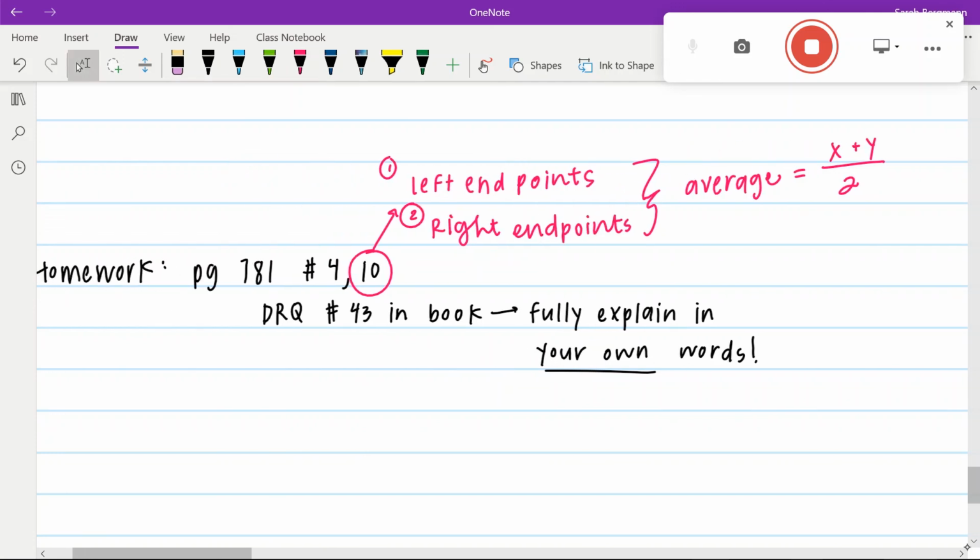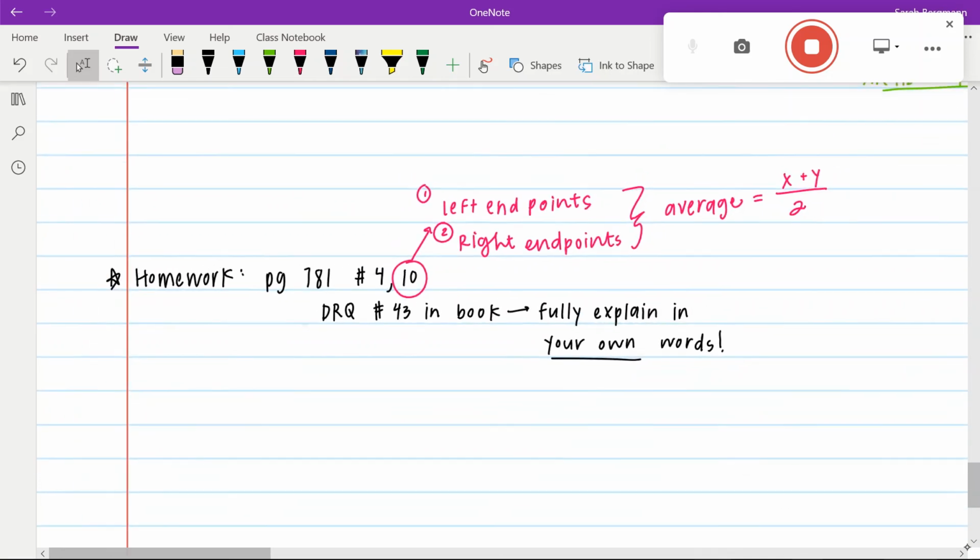Your reflection question is number 43 in the book. Make sure you fully explain that answer in your own words.